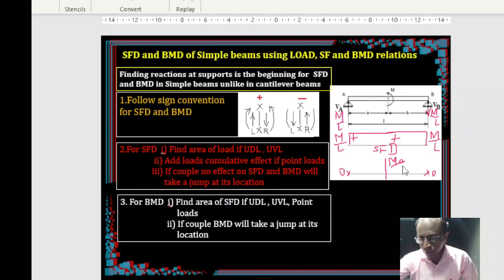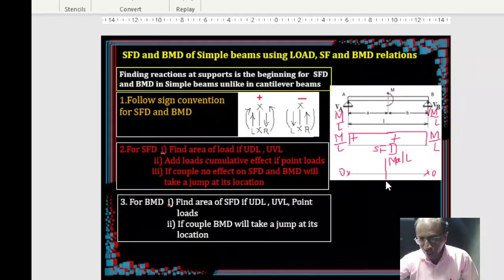Next, Ma by L, right? That is our first ordinate. Next, at this point, what is happening? There is another moment entering. Okay, so Ma by L, this is when you are on the left of this particular load. So as soon as you enter this load, right, you are getting another bending moment here, right?